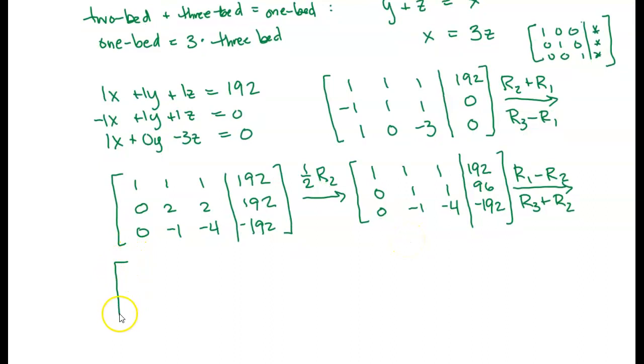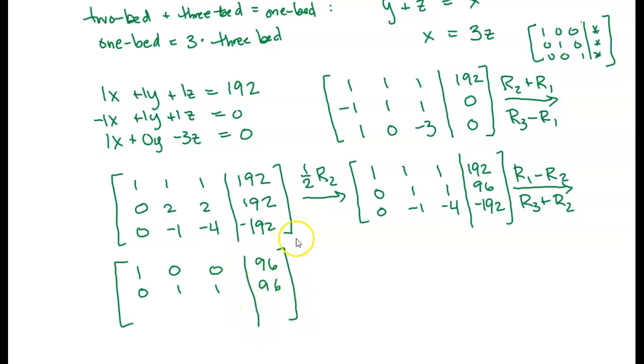All right, so let's do that. Let's work on the first row first. So I'm going to subtract row 2. So 1 minus 0 is 1, and then 1 minus 1 gives me 0. 1 minus 1 gives me another 0. 192 minus 96 is 96. Okay. I'm not going to do anything to the second row, leaving that as it is: 1, 1, and 96.